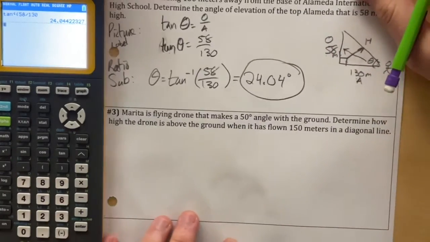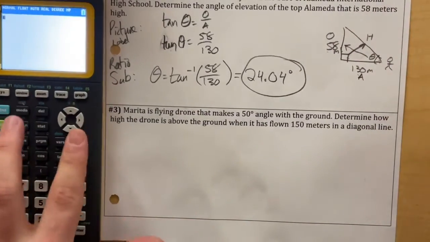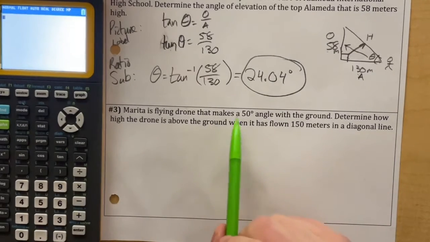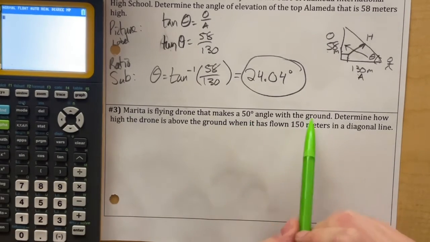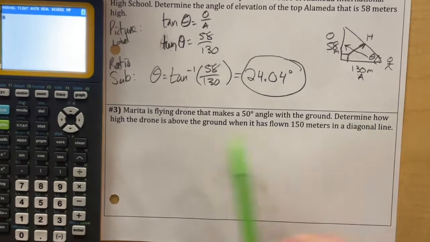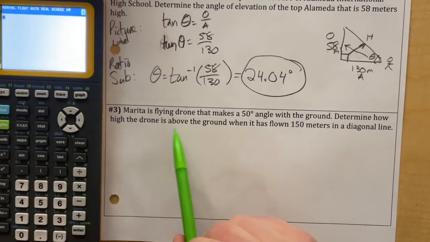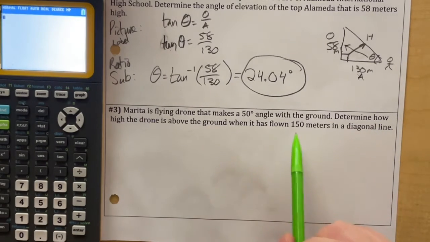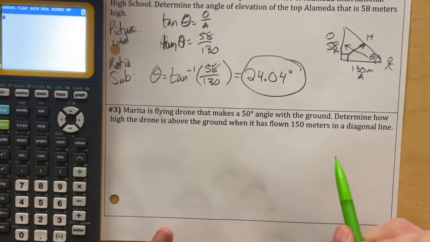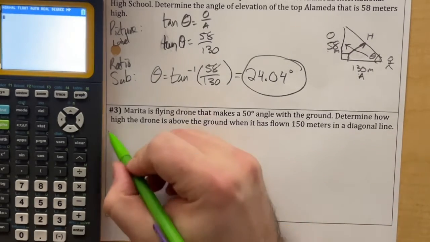All right, and then at the bottom, it says Marita is flying a drone that makes a 50-degree angle with the ground. Determine how high the drone is above the ground when it has flown 150 meters in a diagonal line. All right, so again, draw that picture first.